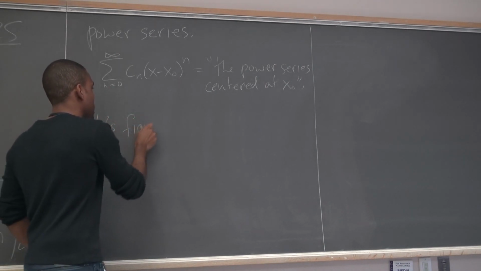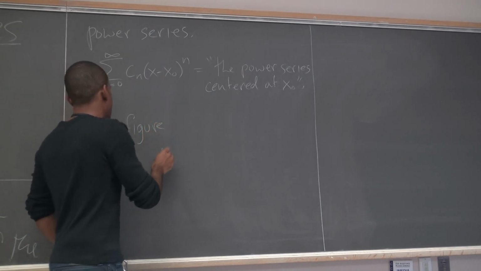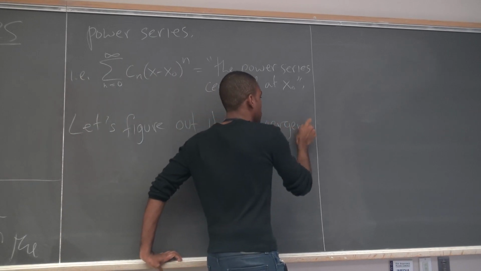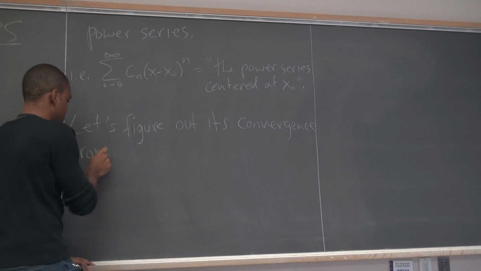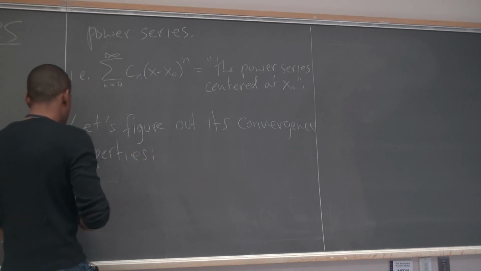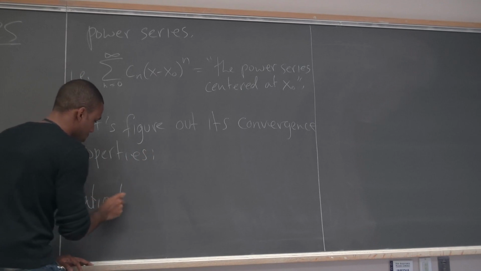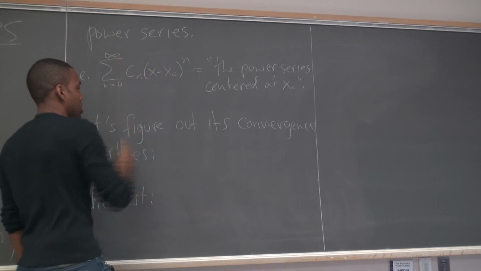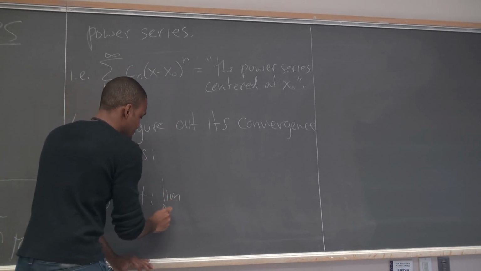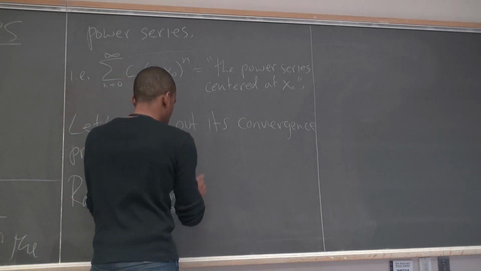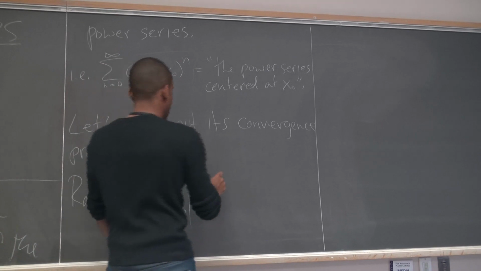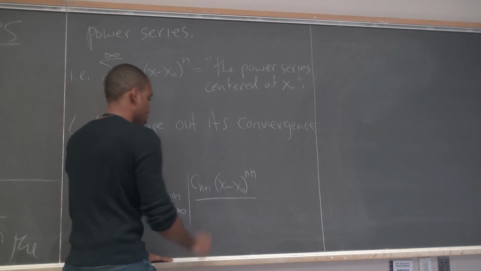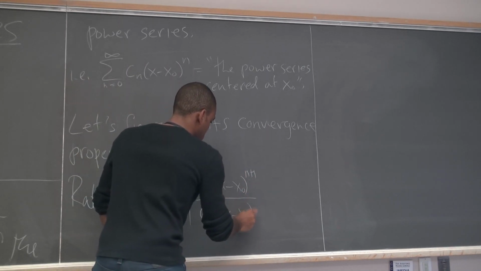It's a pretty complicated thing. I don't know what these numbers are in general. Let's figure out its convergence properties. Let's do a ratio test on this guy. See what we come up with. If I call this guy my a_n, and I look at the limit as n goes to infinity of c_(n+1) (x minus x naught) to the n plus 1 over c_n (x minus x naught) to the n.